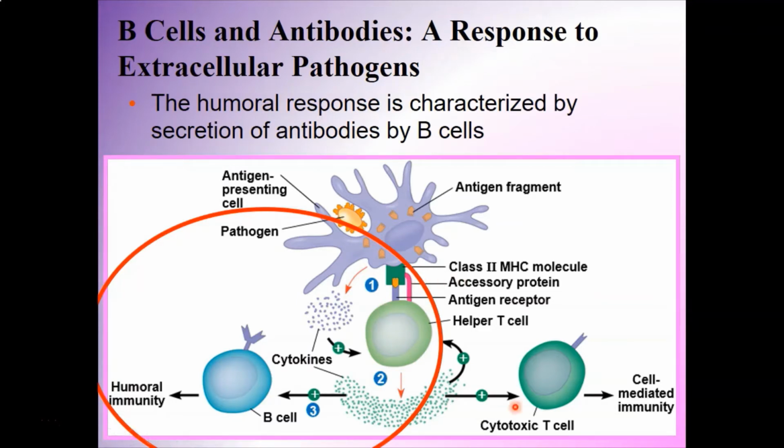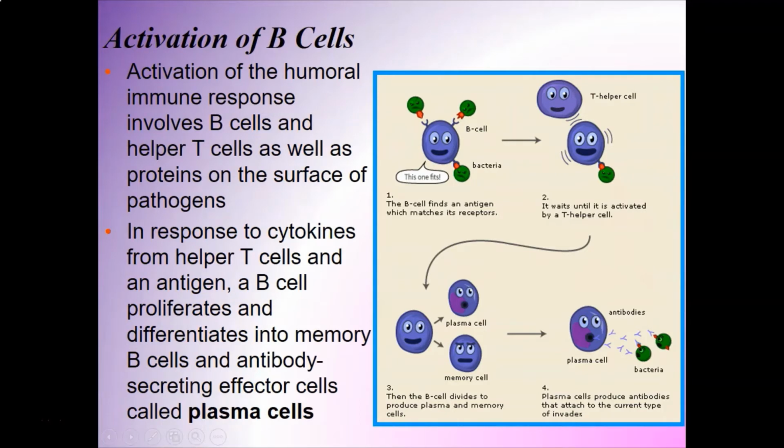So we've already covered over here. Now we're going to talk about what happens here, and it is a little bit different. Activation of the humoral immune response involves B cells and helper T cells, as well as proteins on the surface of pathogens. In response to cytokines from helper T cells and an antigen, a B cell proliferates and differentiates into memory cells, of course, and antibody-secreting plasma cells.